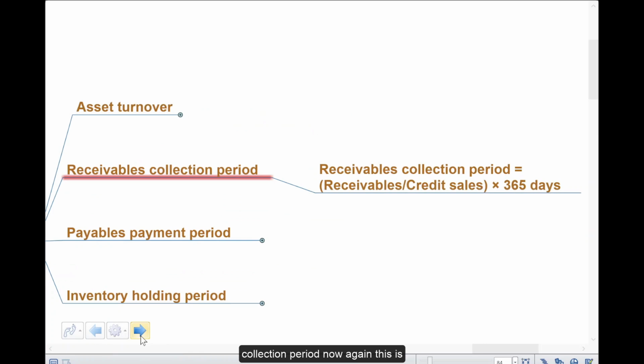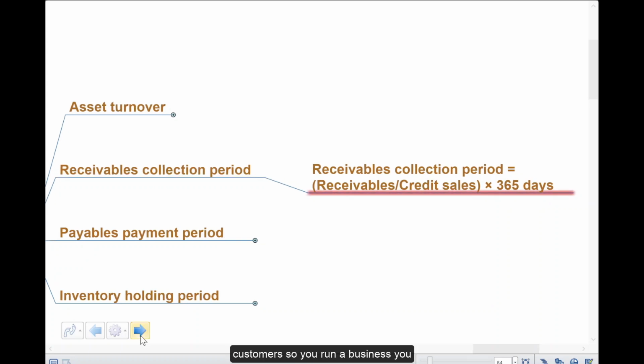receivables collection period. Now again, this is important. What we mean by that is receivables are monies due from our customers. So you run a business, you offer credit sales to a variety of different customers, and at the end of each month or quarter or year, you have accounts receivable. You have monies owed to you. Now obviously, you would prefer those monies to be in your bank account, but you offer credit terms. Perhaps 14 days, perhaps 30 days, etc.